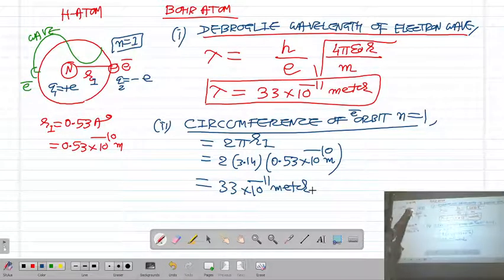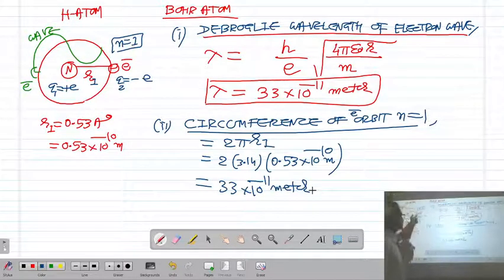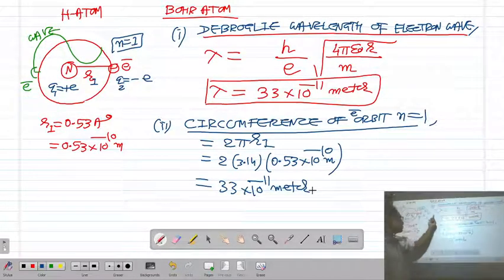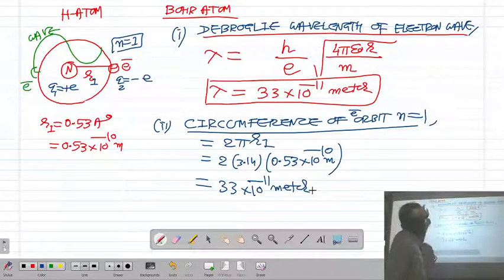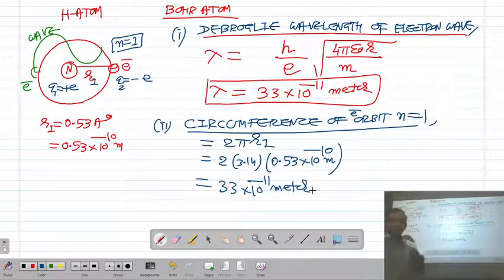Means this orbit contains one electron wave. Because the de Broglie wavelength of electron wave in the ground state orbit n is equal to 1 is 33 × 10^-11 meter, and circumference of this ground state orbit, 2 pi r, is also 33 × 10^-11 meter. Means this orbit contains one electron wave. You can say that n is equal to 1 orbit contains one electron wave, n is equal to 2 orbit contains 2 electron waves, n is equal to 3 can contain 3 electron waves. Right? Okay.